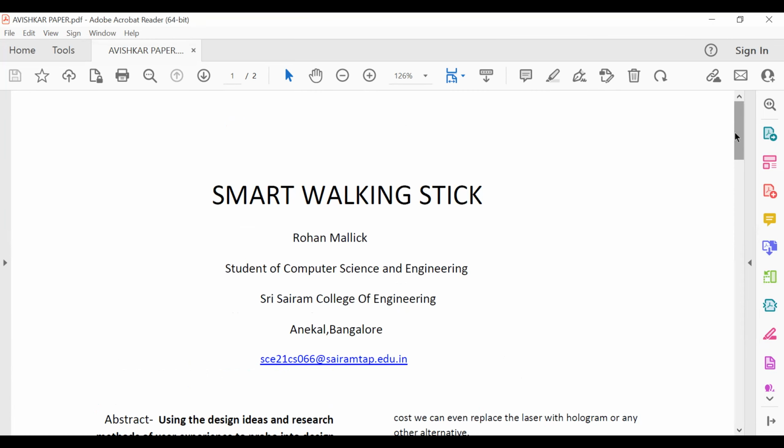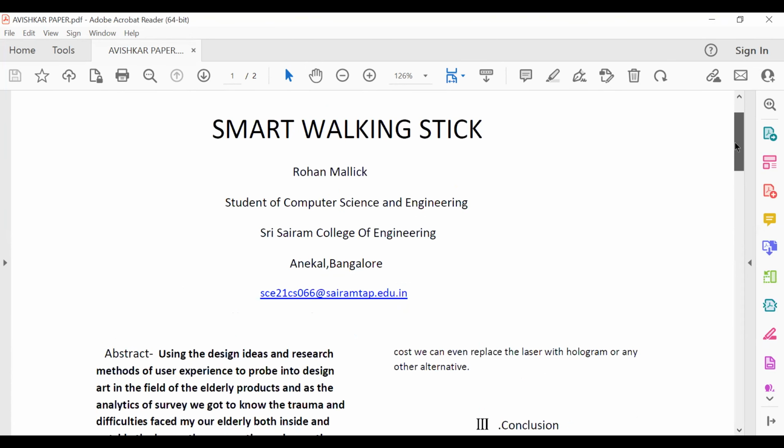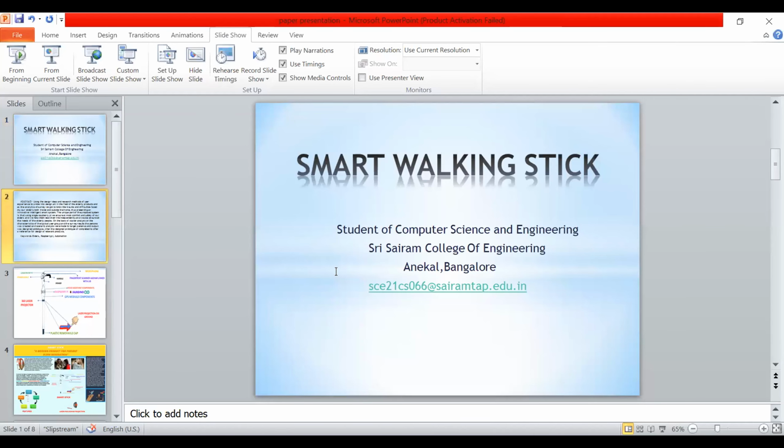So what I thought was, why don't we automate it? Why don't we use the IoT concept and make a smart walking stick that has a voice assistant and many other features? So I'm coming to it. Yes, sir. As I was saying, you can see the abstract.